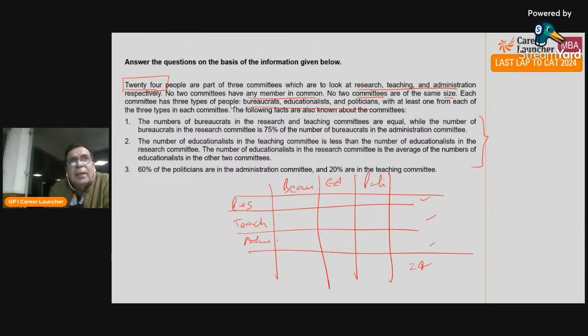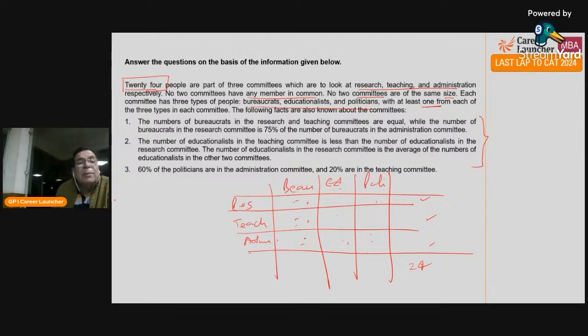The previous one was a 10 by 3 table in which data was missing. There's a smaller table, a 3 by 3 table with 24 people, and we need to put these numbers in each of these. We need to fill this up. So in a way, there's also filling data. We have to fill up the numbers in these tables. It says all with at least one each from each type of committee. What does that mean? None of these cells will be 0.